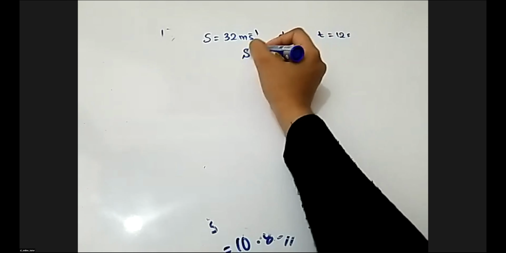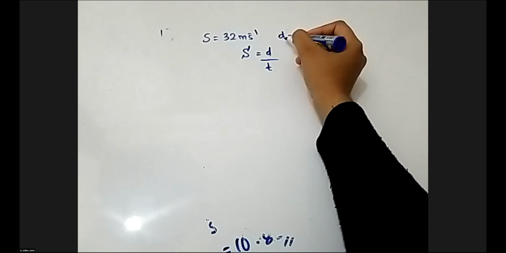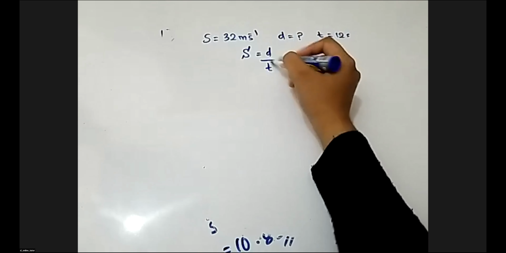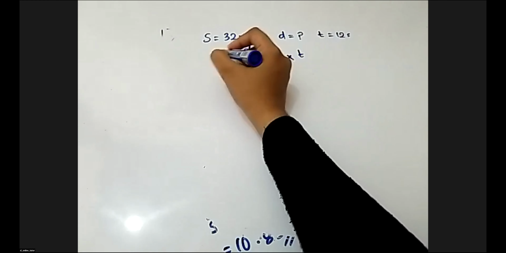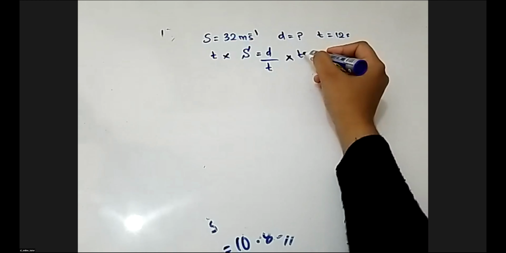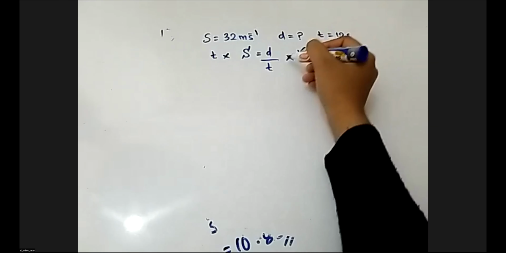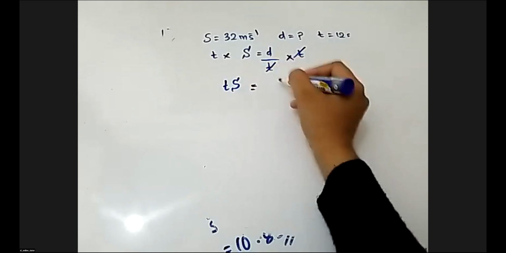Now the equation is speed equals distance over time. We need distance as the subject. When we need distance as the subject, you can carry the time to the other side. T letter we are taking to the other side by multiplication. Why are we multiplying? Because it's a division. T is below the division. Now you can cancel T and you get T into S here, then D here.